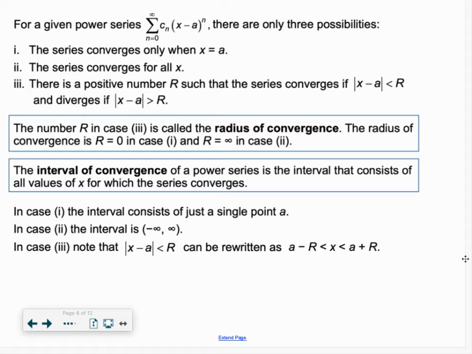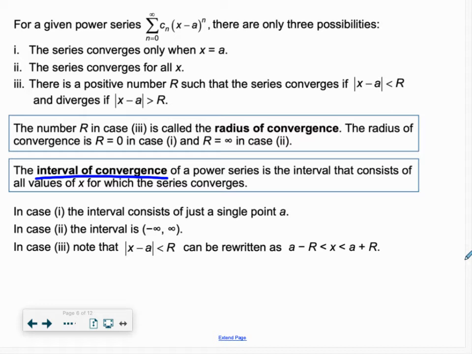Okay, so a couple new things. First, for a power series, there are 3 possibilities for convergence. Either you only converge at the center, or you converge for every single possible value of x, or you converge on some interval of x. The interval of x where the power series converges is called the interval of convergence. Even if it's just a point, you can still write that as an interval, the same point to itself.